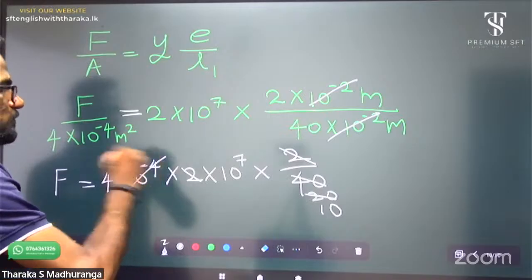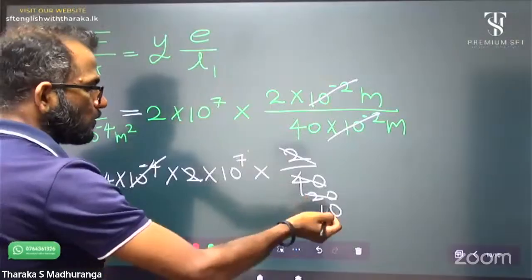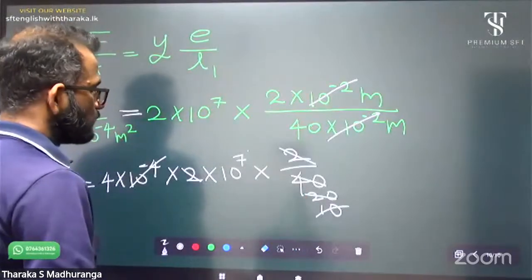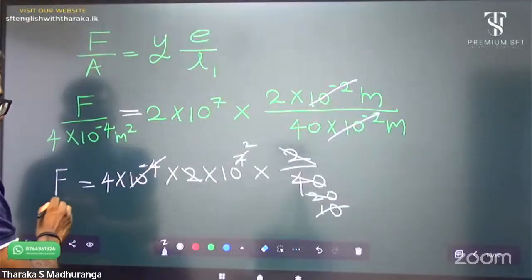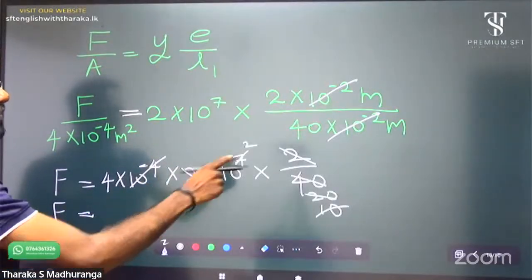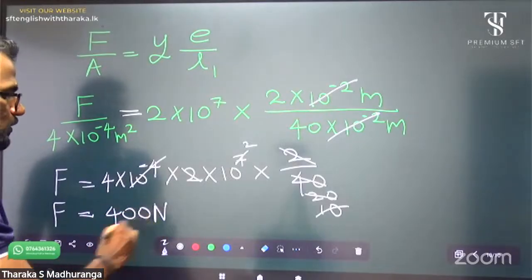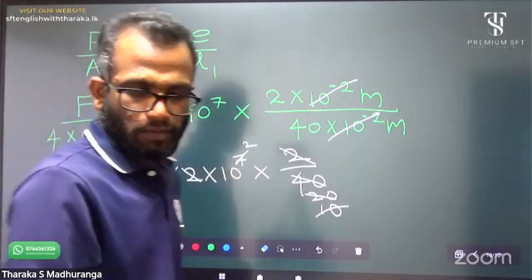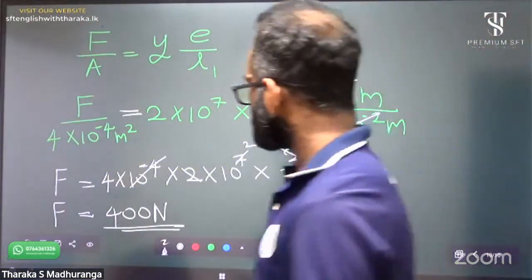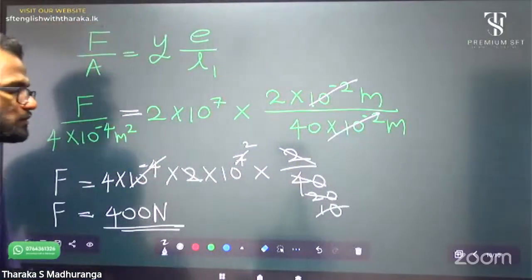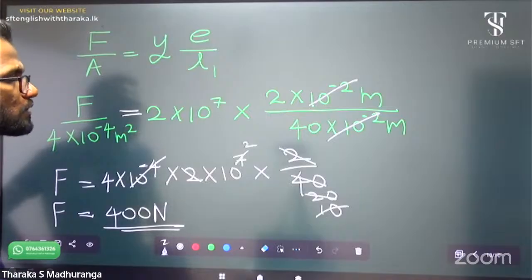10 to the power minus 4 to it's only remain, here also there is a 0, then only remain squared. Then F equals 4 into 10 to the power 2, which means 400 Newton is the applied force. Correct, right? Is that clear?